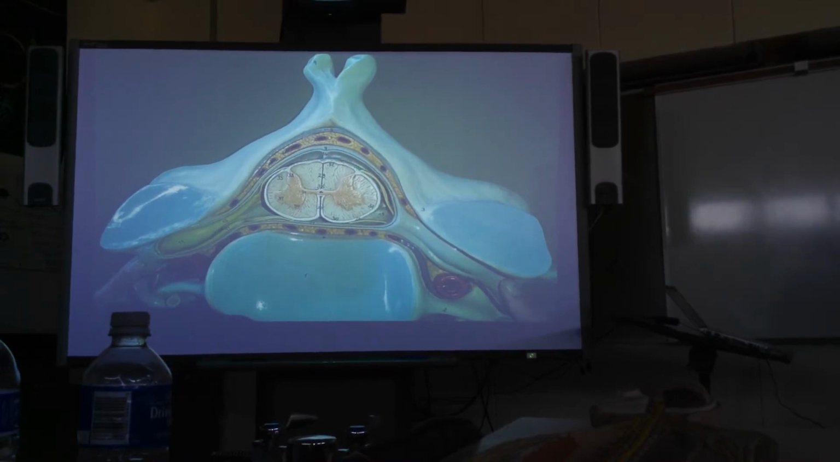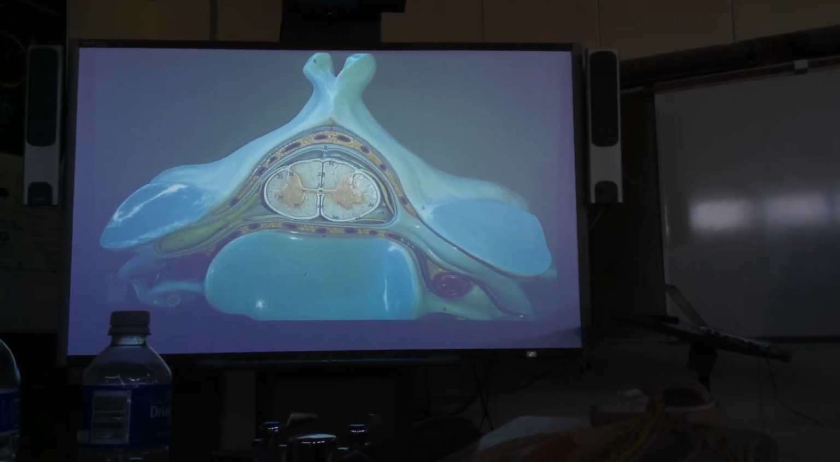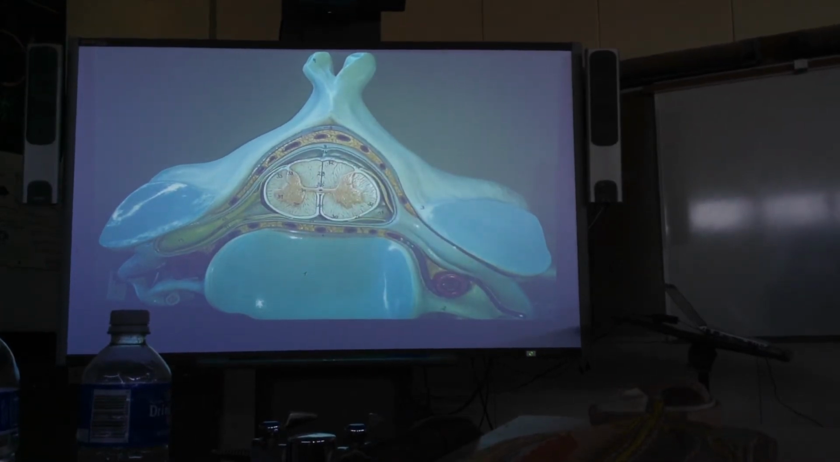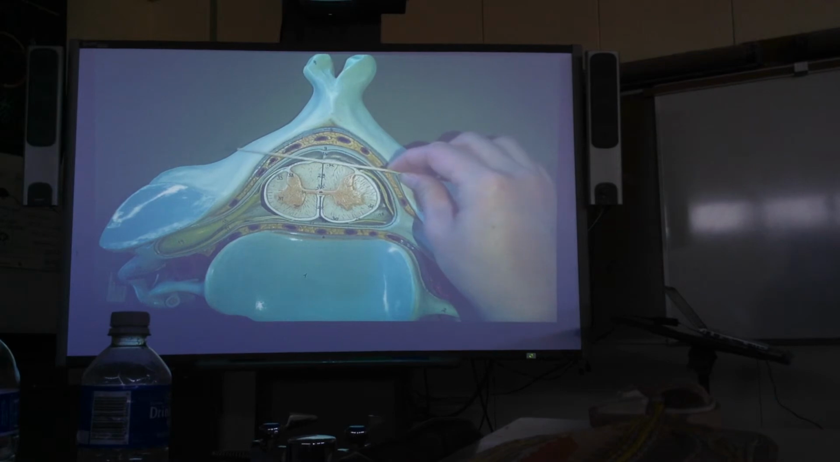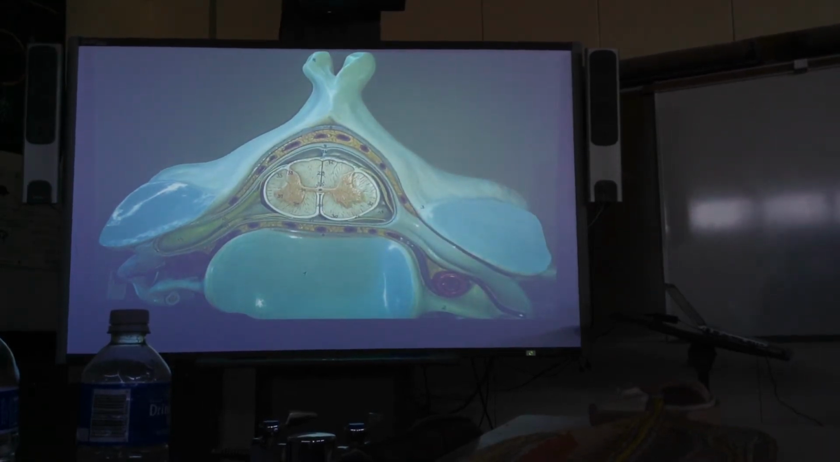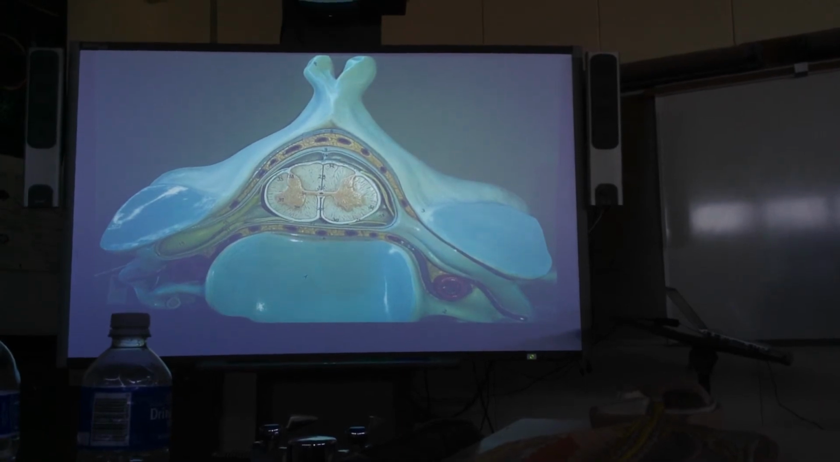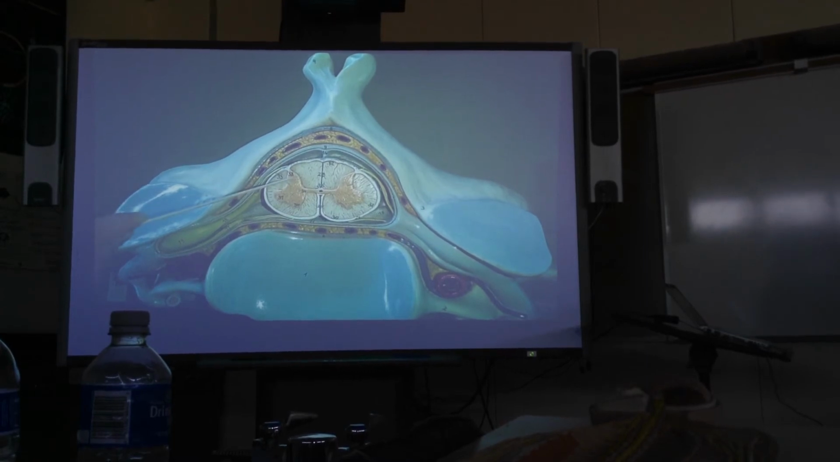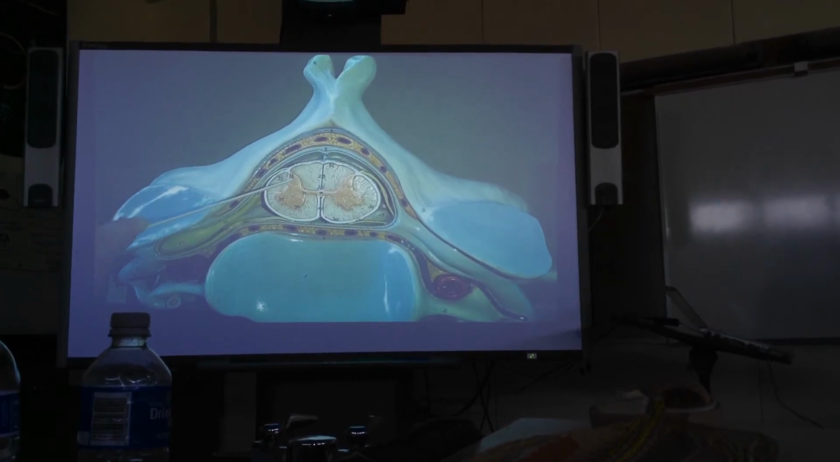Great. So let's go in order. First of all, dorsal, is it sensory or motor? Is your dorsal side sensory or motor? Sensory. Good. So let's follow sensory information coming in. Through the spinal nerve, into the dorsal root ganglion, to the dorsal root, into the dorsal horn.